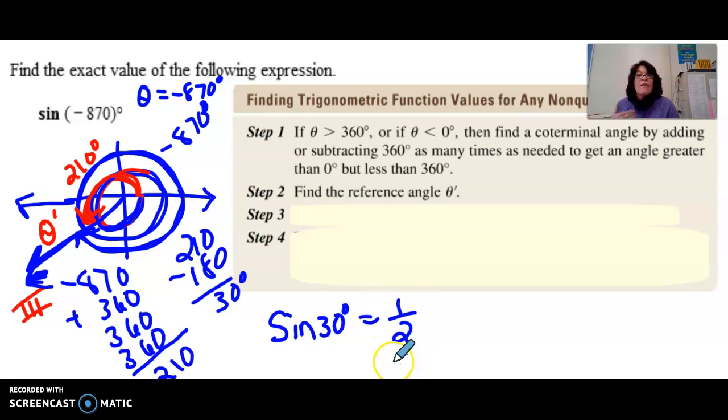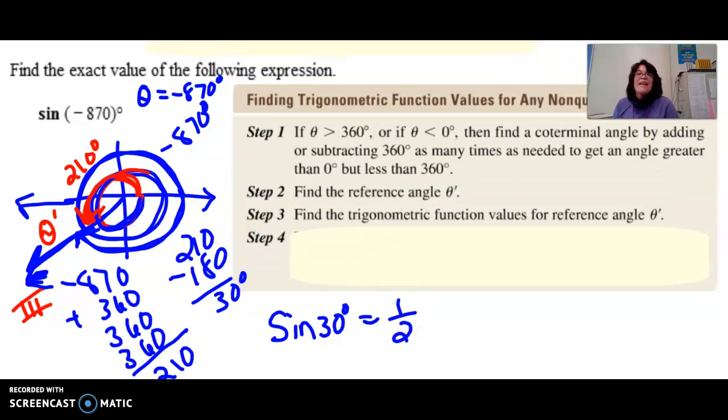All right. However, well, I'm sorry. I'm going ahead of my steps. We found the reference angle is 30 degrees. Then you find the trigonometric values for the reference angle. Okay, so for example, we're asking sine. Maybe sometimes they want cosine, tangent, whatever trig function they want. We find the sine of that. Got it, a half. But we're not done.